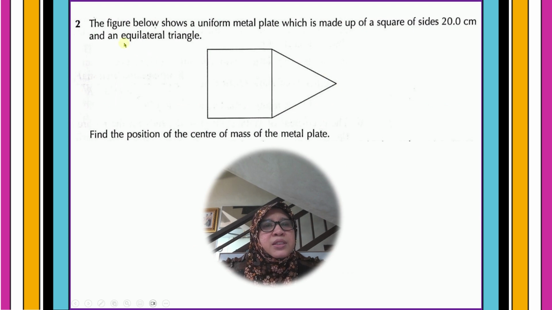We read the question. The figure below shows a uniform metal plate which is made up of a square of sides 20 cm and an equilateral triangle. Find the position of the center of mass of the metal plate. Both are made of the same type of metal, and they are uniform shapes: one is a square, the other an equilateral triangle.